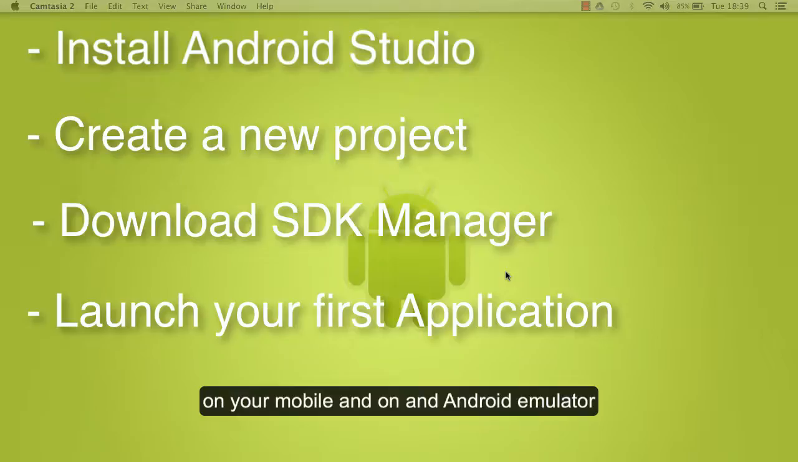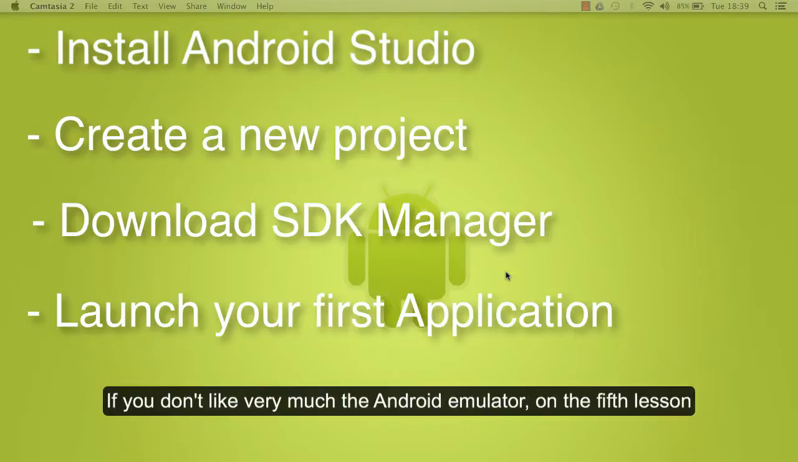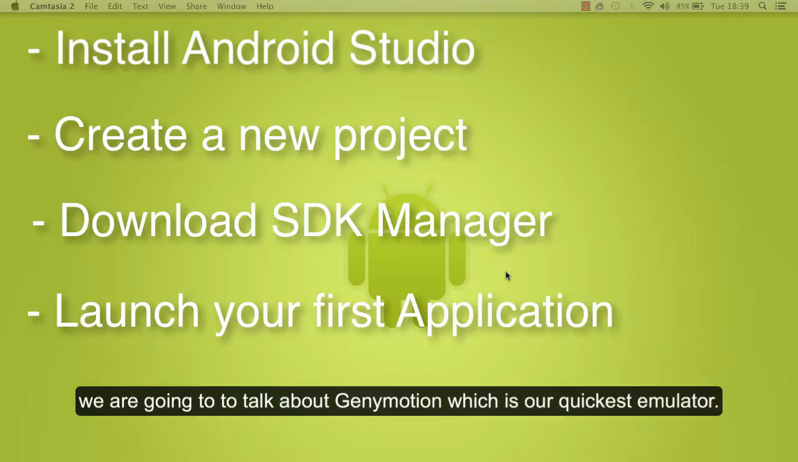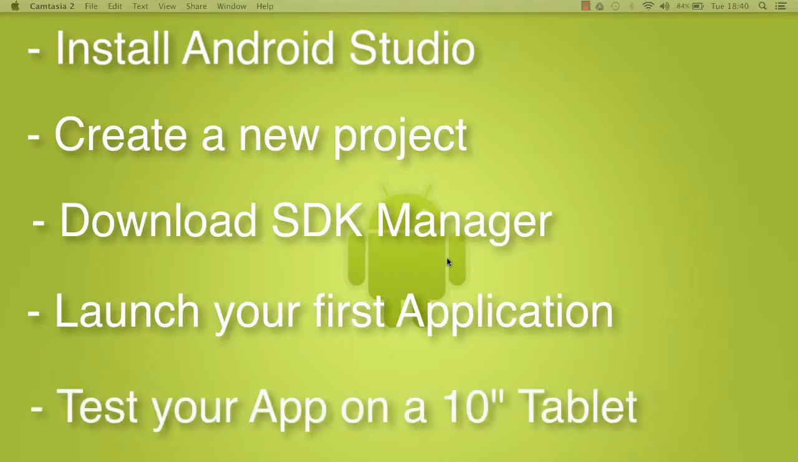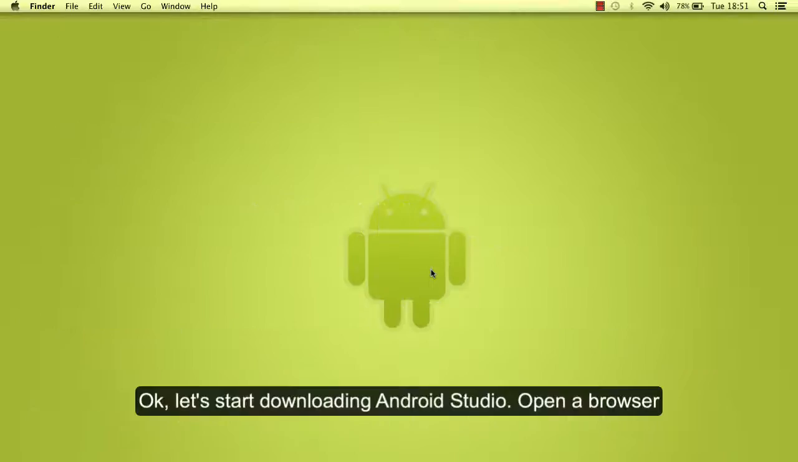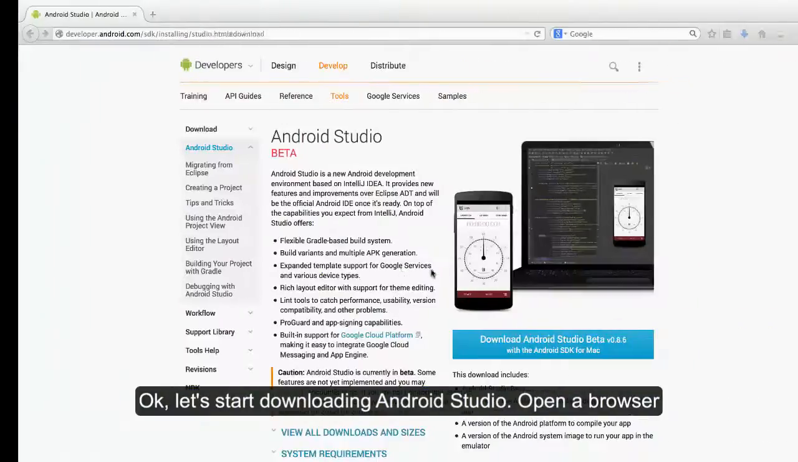on an Android emulator. And if you don't like the Android emulator very much, in the fifth lesson we are going to talk about Genymotion, which is a quicker emulator, much better than the Android one, and totally recommended for this course. And finally, we are going to finish with an exercise, which is to test your application on a 10-inch tablet. Okay, let's start downloading Android Studio.